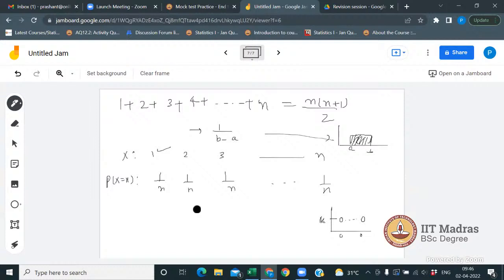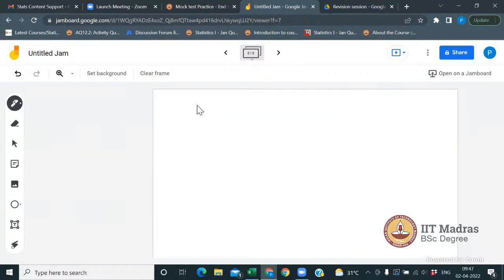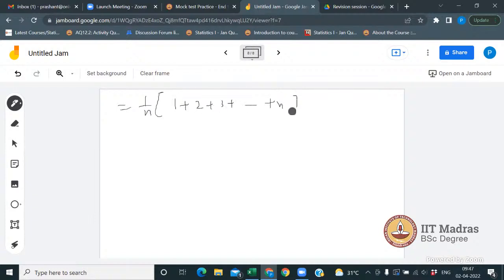Then what will be the expectation? It means summation of x into p(x). So it will be 1 into 1 by n plus 2 into 1 by n plus 3 into 1 by n and so on, n into 1 by n. Here 1 by n will be common, then 1 plus 2 plus 3 plus so on plus n. This is the sum of n natural numbers, so it will be n into n plus 1 divided by 2. This n will be cancelled out, and you will get n plus 1 by 2.